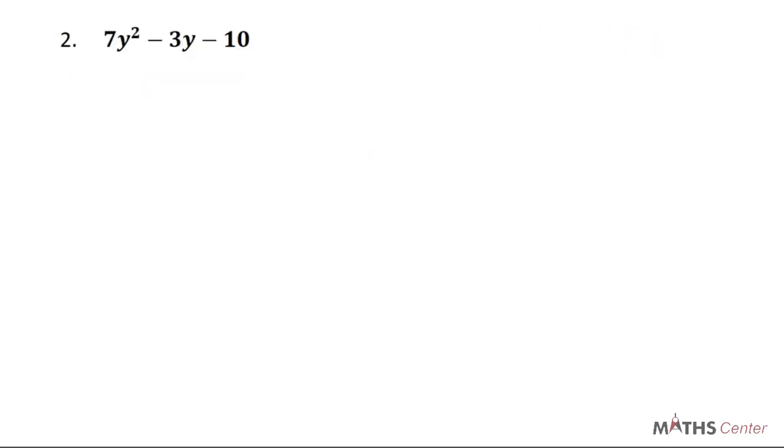Let's take the next example. 7y squared minus 3y minus 10. So we can see from here also that 7 will be our a, minus 3 will be our b, and minus 10 will be our c. So the first step that you have to do is to multiply a by c. A in this case is 7, c in this case is minus 10. So you are going to have 7 times minus 10. You know that 7 times minus 10 is going to give us minus 70.